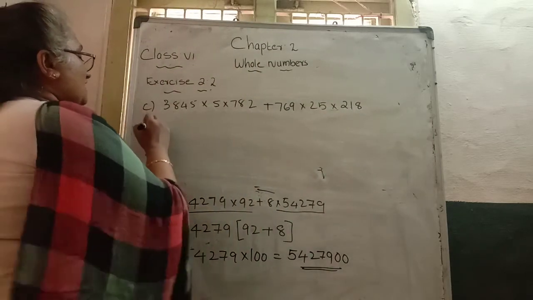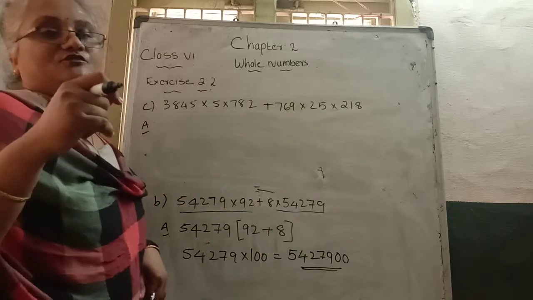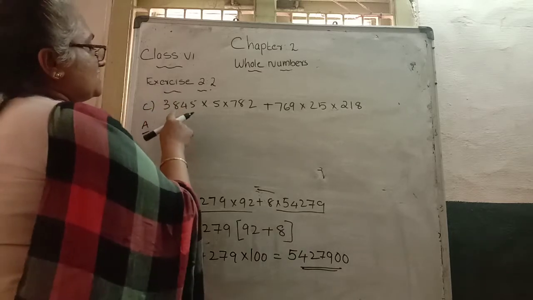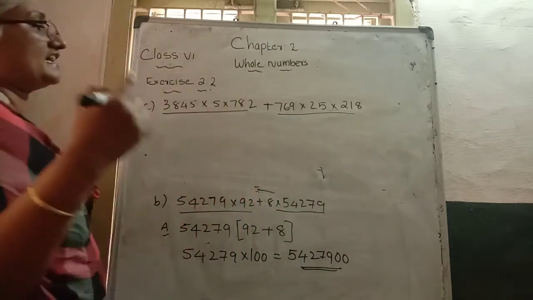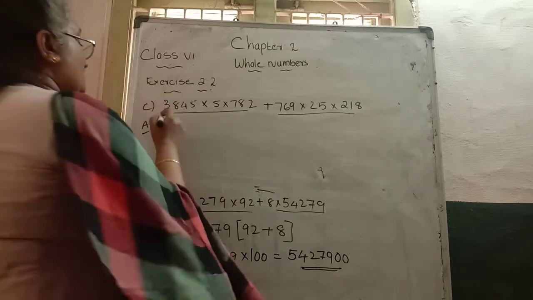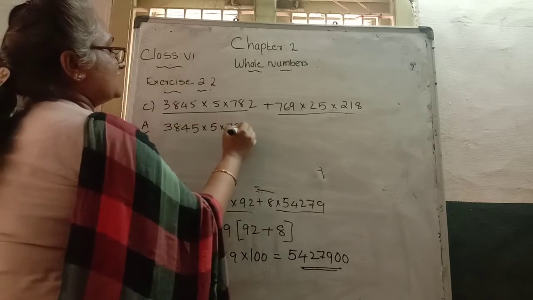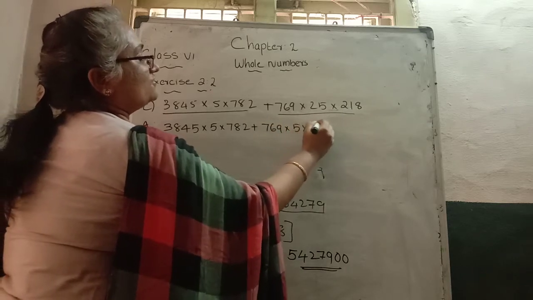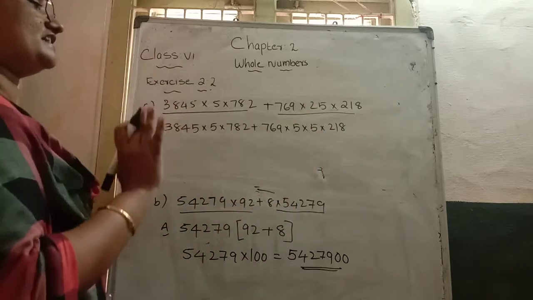So here, how to calculate this? Otherwise we would have to multiply and add all these numbers, and we would only waste time. The easy way: here there are 2 terms, first term and second term. See the second term, 25 we can split as 5 into 5. So 3845 into 5 into 782 plus 769 into 25, we can write it as 5 into 5. 5 into 5 is 25. That is just splitting and writing.